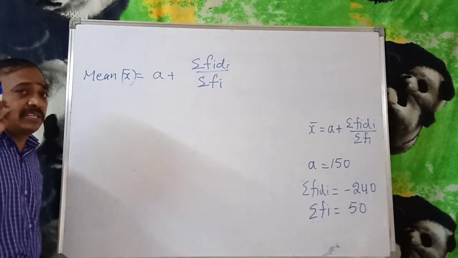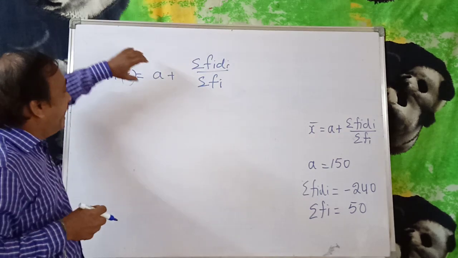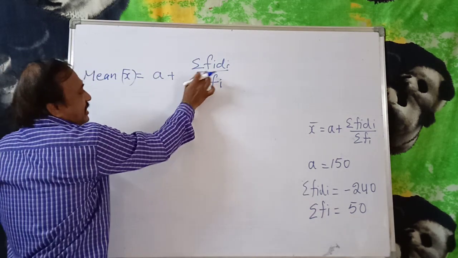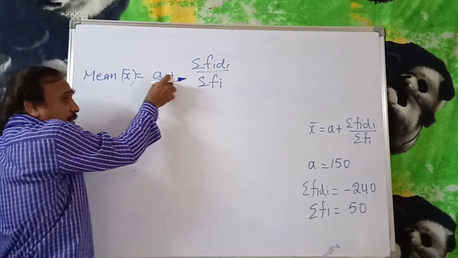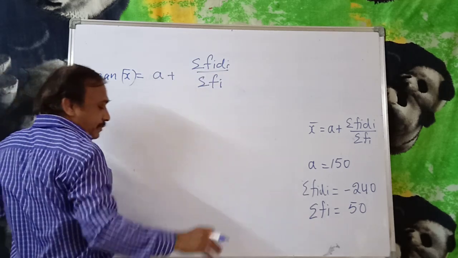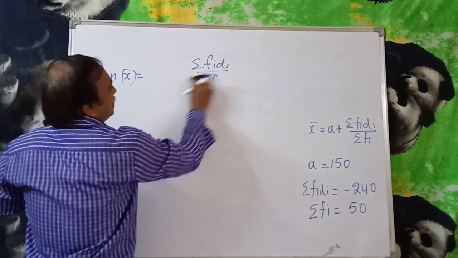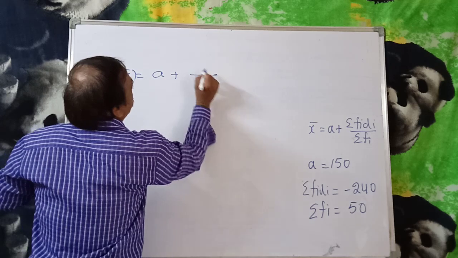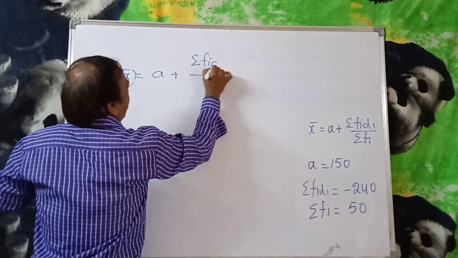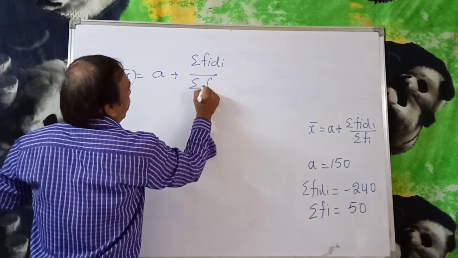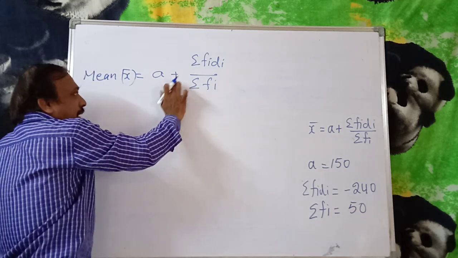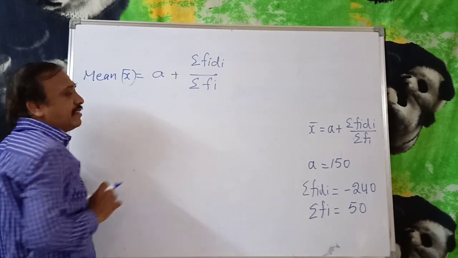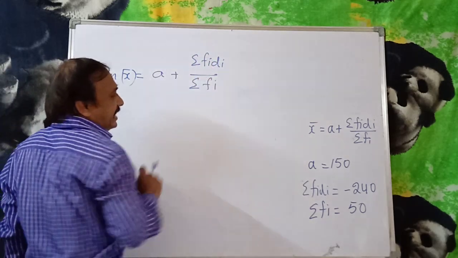See, I am always stressing the formula. What is a plus sigma Fi di by sigma Fi? When you write the formula, the division is only for this particular term, not for the whole of a. A plus, observe it, once again I will write, a plus sigma Fi di by sigma Fi. You see this plus, the by is not for a. This is only for this particular sigma Fi di.